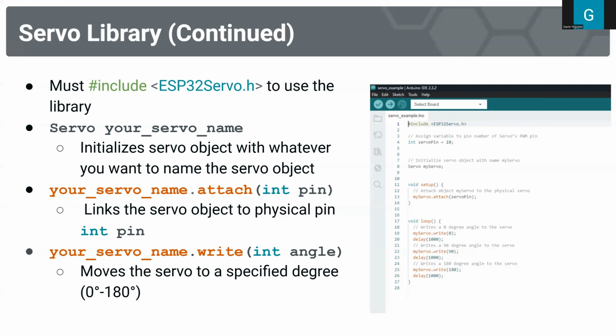And the reason why we want to leave it in setup is because we only want to link the servo object to its physical pin once. We only want to run this function once.